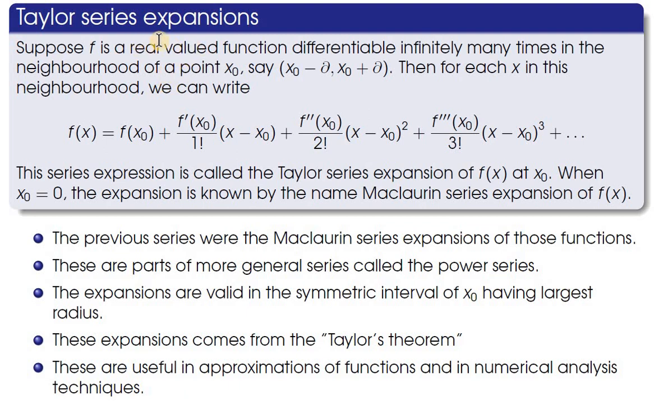In the last class, we have seen the Taylor series expansion of a function, and it says that if f is a real valued function, differentiable infinitely many times in a neighborhood of x naught, then f of x can be written as f of x naught plus f dash x naught by 1 factorial into x minus x naught plus etc., as an infinite series. So this expansion is called the Taylor series expansion.